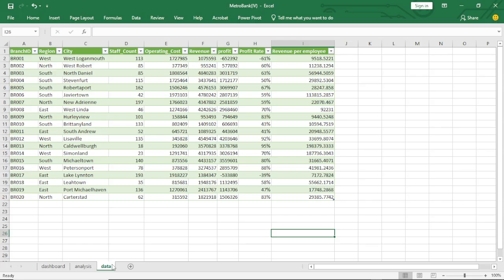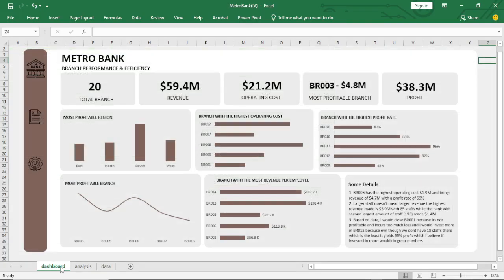So that brings us to our dashboard, which summarizes and explains everything to us. We have 20 branches in total, 59.4 million US dollars in revenue. So that means our 20 branches in total yielded 59.4 million US dollars in revenue. Also, our 20 branches in total cost us 21.2 million US dollars to run.